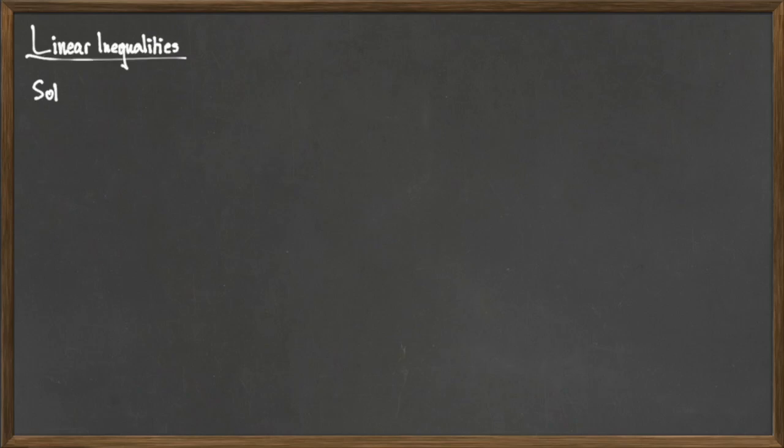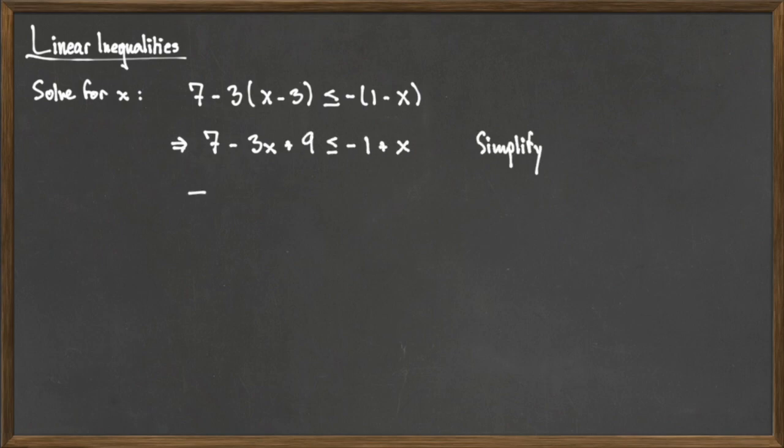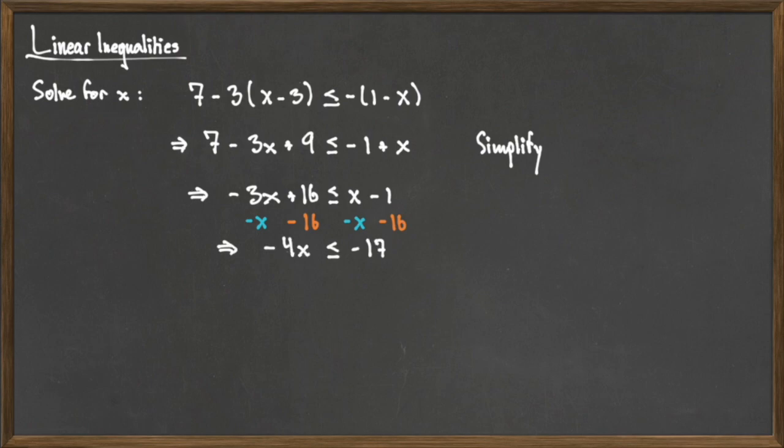For our first example, we're going to solve the following inequality for x. 7 minus 3 times (x minus 3) is less than or equal to -1 minus x. As I've said before, we get to carry over a lot of techniques from the previous sections about linear equations. I'm going to start simply by simplifying the left and right hand sides. To isolate the variable x, I'm going to subtract an x from both sides and subtract a 16 from both sides. This is going to land me at the inequality -4x is less than or equal to -17.